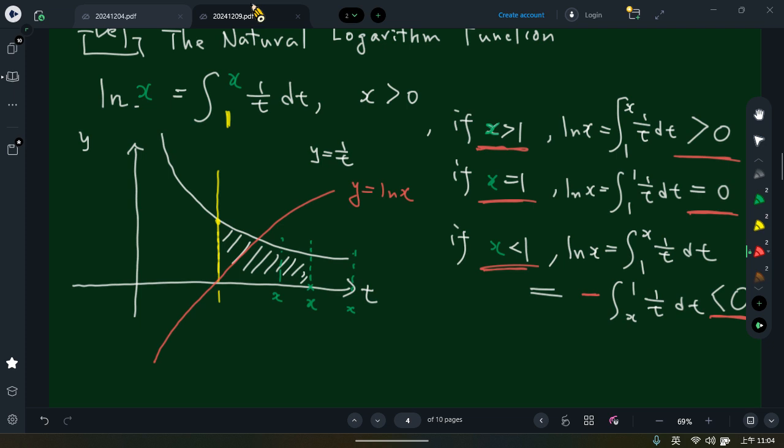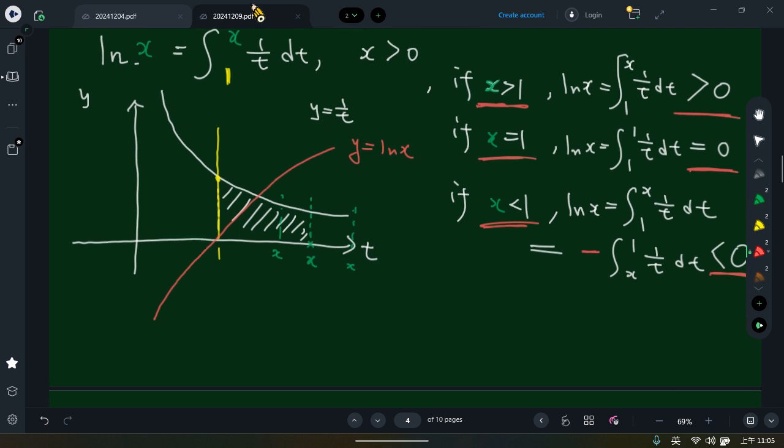When s is larger than 1, it will be positive. When s is equal to 1, it will be 0. When s is less than 1, the value will be negative. Later on, I will show you the result. This is the first definition.